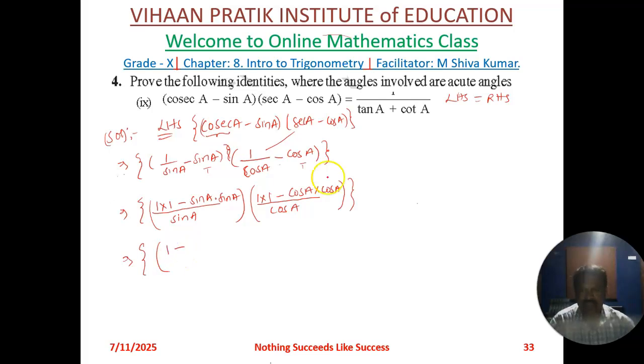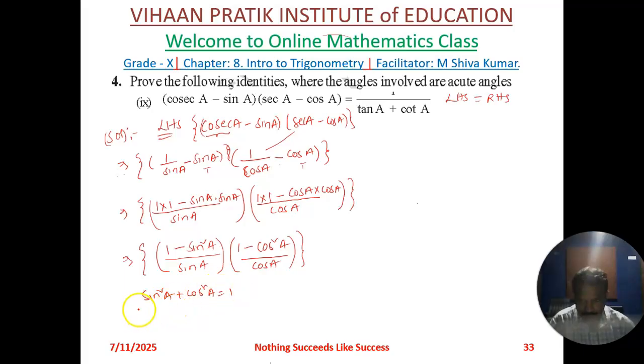1 minus sin A into sin A is sin square A, divided by sin A into 1 into 1 is 1 minus cos A into cos A is cos square A, divided by cos A. Now this is the multiplication sign, but we'll rewrite this as identity. We know the identity that sin square A plus cos square A equals to 1.